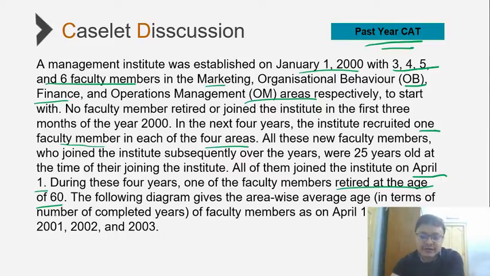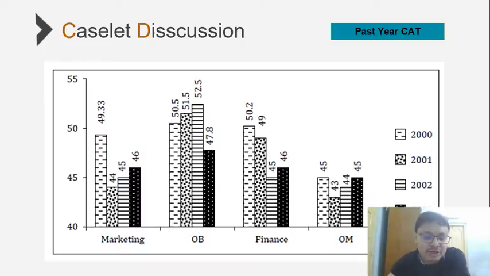The following diagram gives the area-wise average age, in terms of number of completed years, of faculty members as on April 1 of 2000, 2001, 2 and 3. So this is the diagram we are talking about. It's giving you discipline-wise, that is marketing, OB, finance and OM-wise, what is the average age of all the faculties in each of these areas.